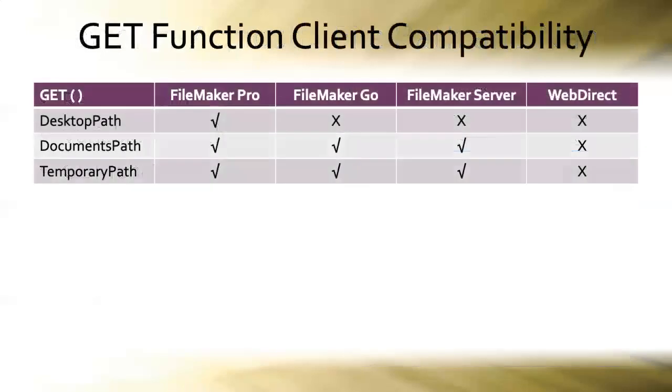All right, now keep in mind also that these three get functions, they're not all compatible with every FileMaker client. FileMaker Pro is the only one that offers full support for all three of them. In FileMaker Go, there's no such thing as a desktop. So the getDesktopPath function does not work in FileMaker Go, nor does it work in FileMaker Server. And nothing works in WebDirect. Why not? Simply this, because WebDirect doesn't have the power to access the user's file system, their hard drive, in other words.